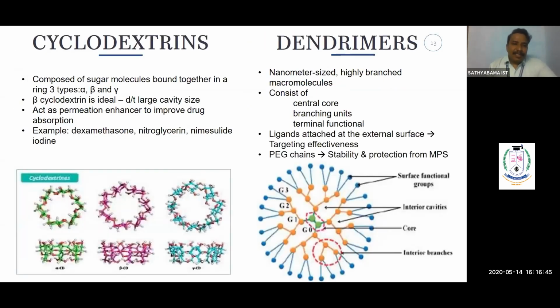Cyclodextrin is a sugar molecule which has been differentiated as alpha, beta, and gamma. The beta version is considered more effective because it has a larger cavity size, and many different drugs can be transferred into it.